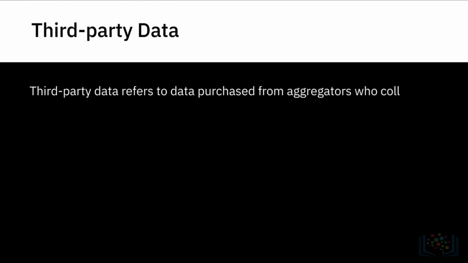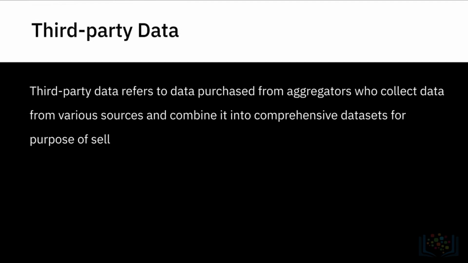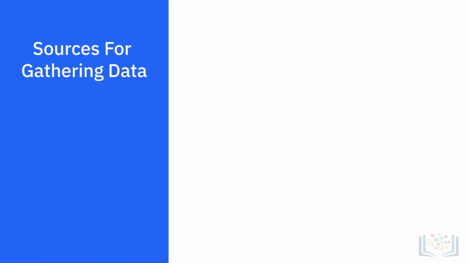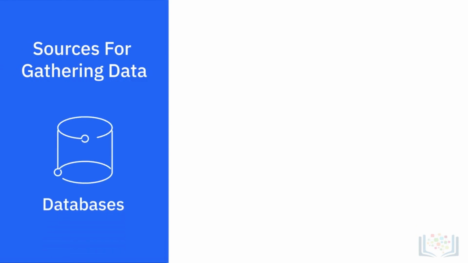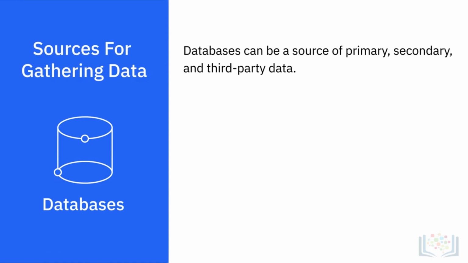Third-party data is data you purchase from aggregators who collect data from various sources and combine it into comprehensive data sets purely for the purpose of selling the data. Now we'll look at some of the different sources from which you could be gathering data. Databases can be a source of primary, secondary, and third-party data.